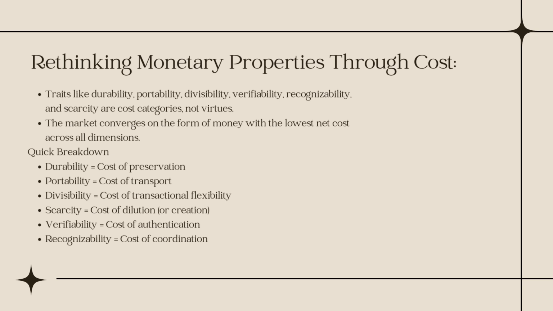Divisibility is the cost of transactional flexibility. If you have a money that's not very divisible and it can't be used for small transactions, that limits the goods that can be demanded in the money and the total addressable market of the money as a whole.